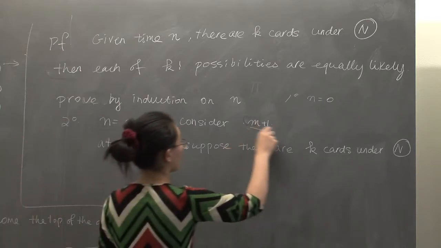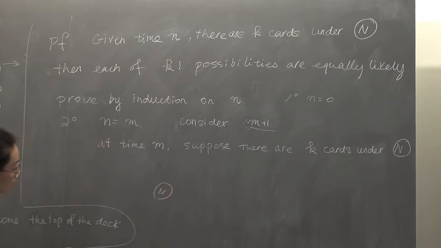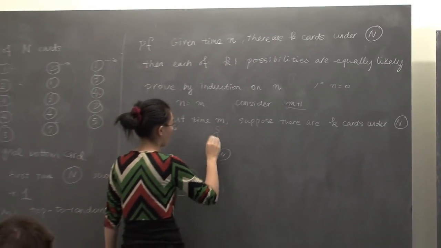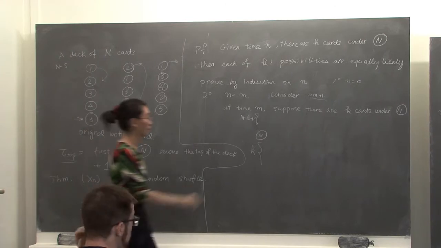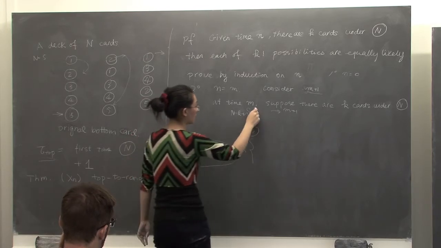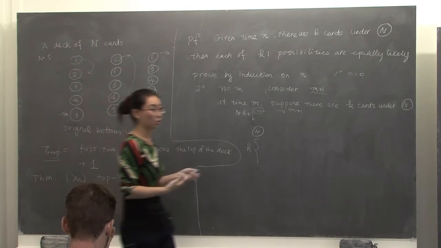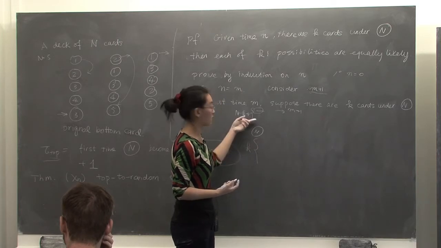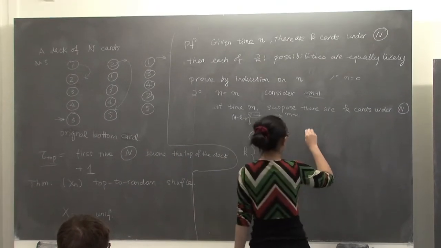And what happens at m plus 1? At time m, this is our original bottom card, and there are k cards under it, and there are n minus k minus 1 cards above it. For m plus 1, we pick the top card and insert it uniformly into the deck. There are two possibilities: either we insert it below the original bottom card, or we insert it above the original bottom card. So there are two cases.